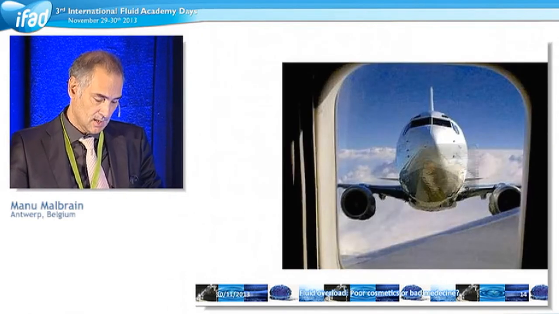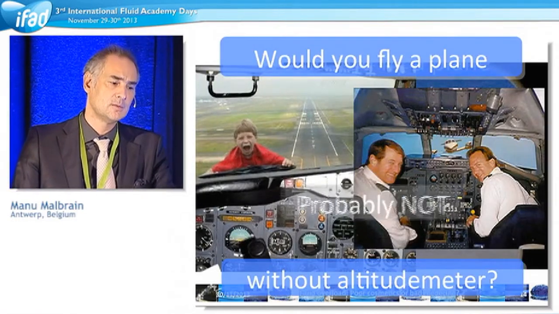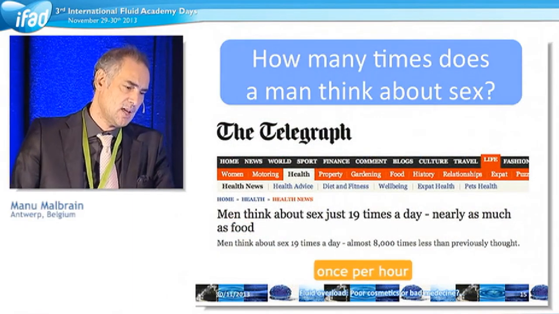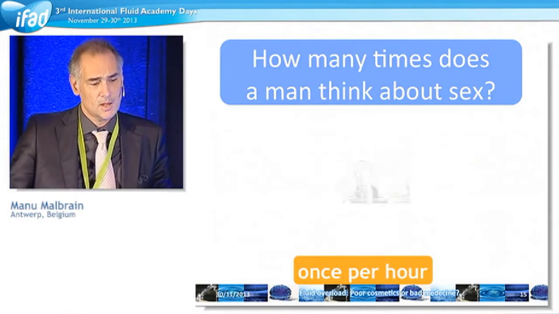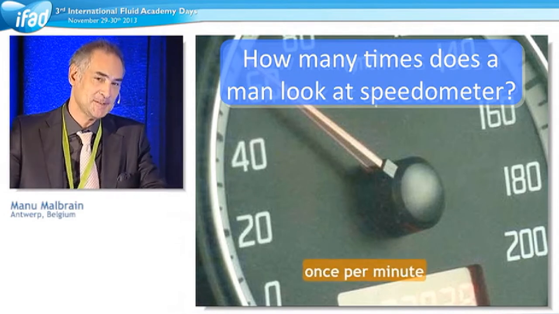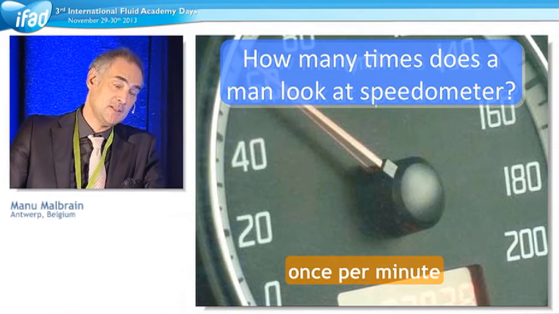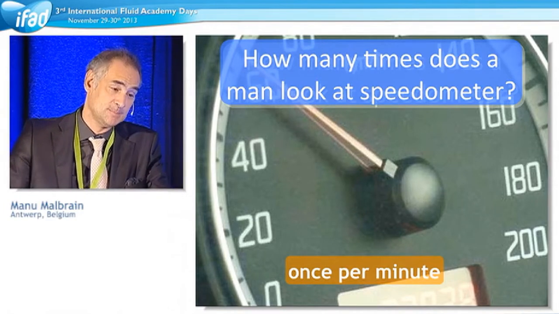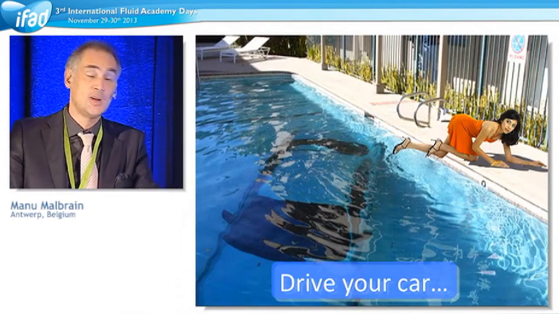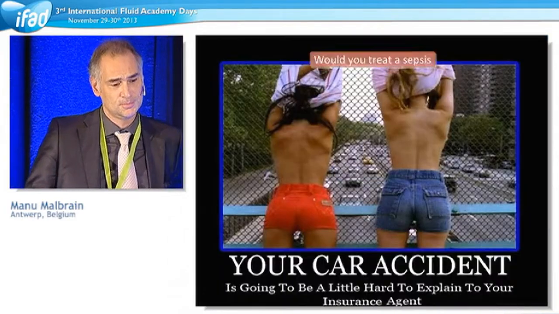Well, you probably would not fly a plane without an altimeter. A man thinks about sex on average once per hour. And yeah, you may ask yourself, where is this guy heading to? But let me try to make my point. A man looks at the speedometer of his car about once a minute. But would you ever seriously let your wife drive your car without a speedometer? Well, you probably would not do so.